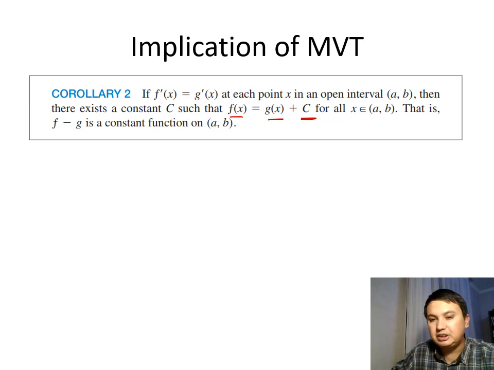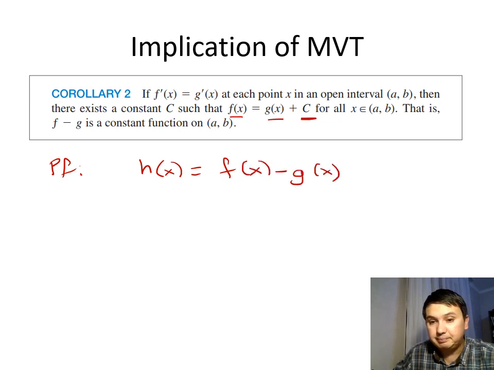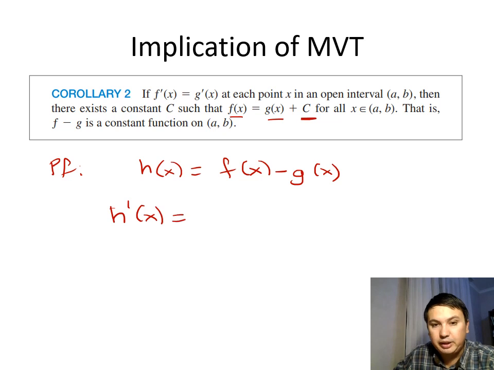So in other words, this difference needs to be constant. Well, how do we prove it? Let's take a function h, which is f of x minus g of x. Since I'm taking the derivative of f and g, I'm assuming that the derivatives exist, so I can apply the mean value theorem. But anyway, let's take the derivative of h. What do we get? Well, this is f prime of x minus g prime of x. However, since they are equal, this has to be 0. So h prime is 0 everywhere.